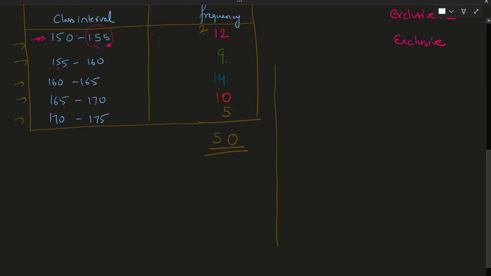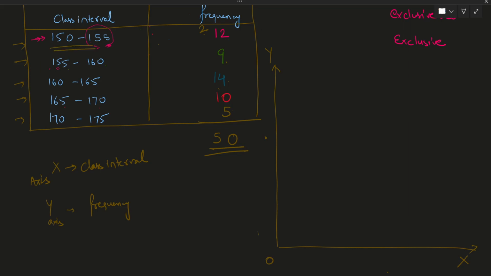Okay. First thing we need to choose is the scale we will take on both the axes. This is my y-axis. You all know this is the x-axis. On the x-axis, we always take class interval. It's easy to plot like that. It's your choice, but on the y-axis we take the frequency, and then we choose the scale. Class interval is easy. You just have to make 150 to 155 like that.